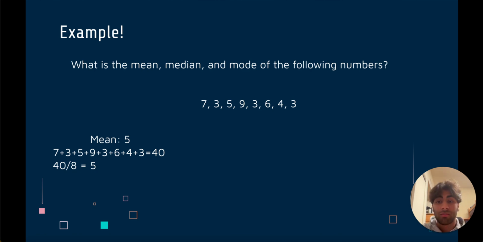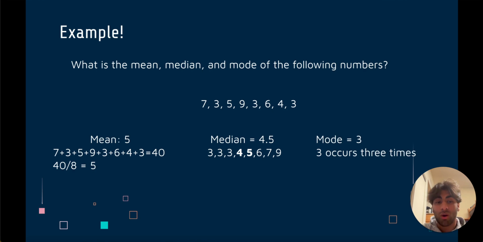Next up, we have the median, which should be 4.5, and since 4 and 5 lie in the middle here, we add them to get 9 and divide by 2 as it's the average, and we get 4.5. Next up, we have the mode, which is 3. 3 occurs 3 times, so it's the most frequent number, and that's why that's our mode.